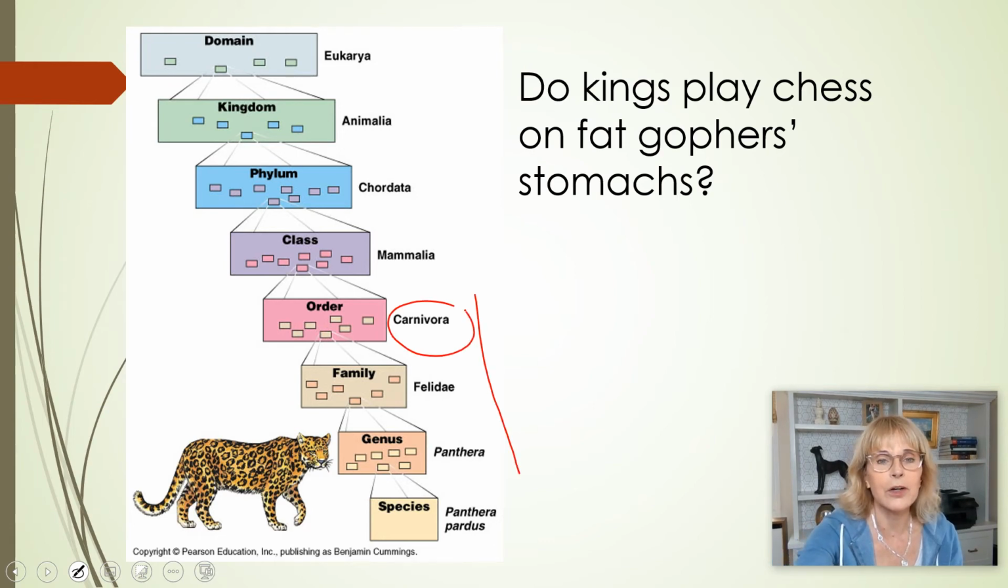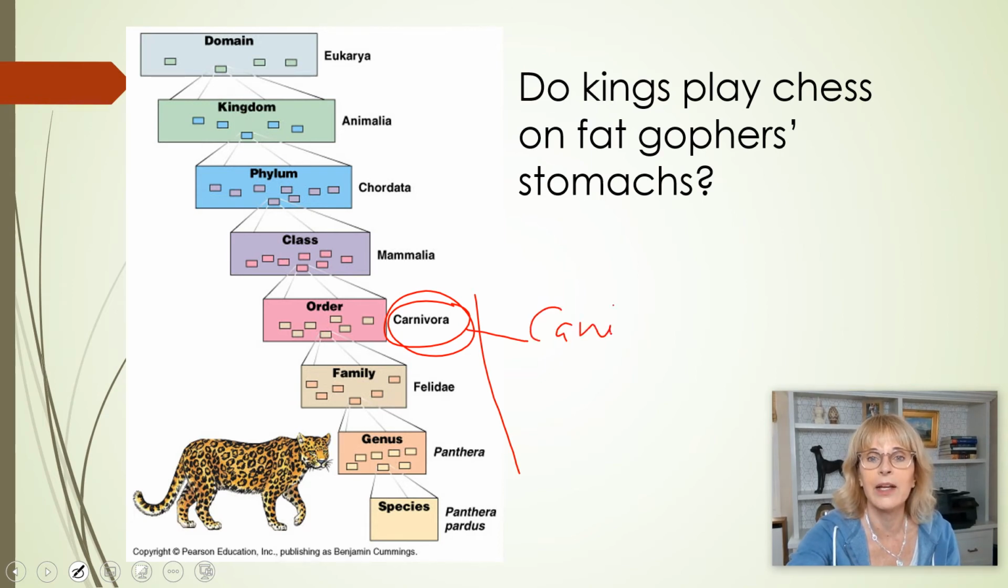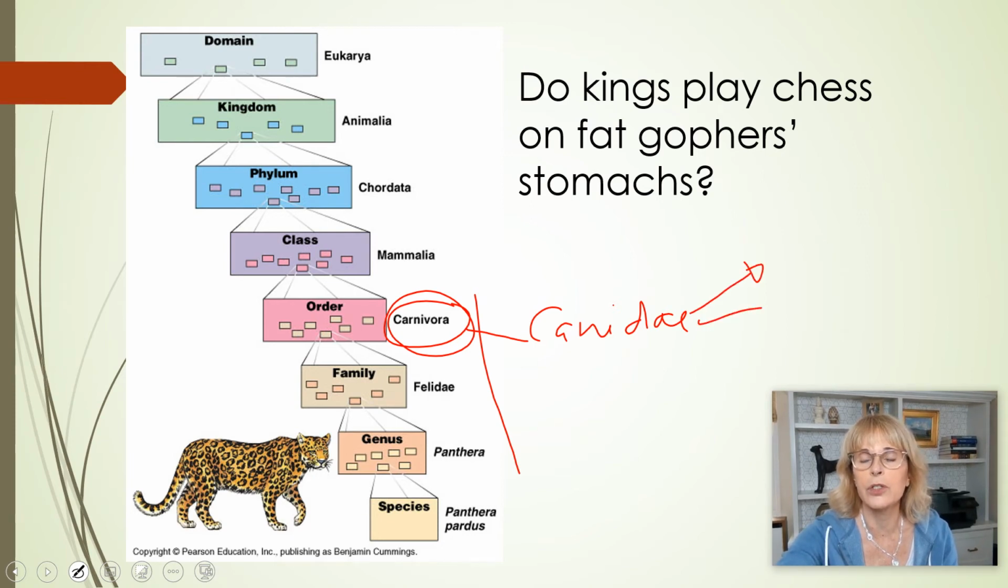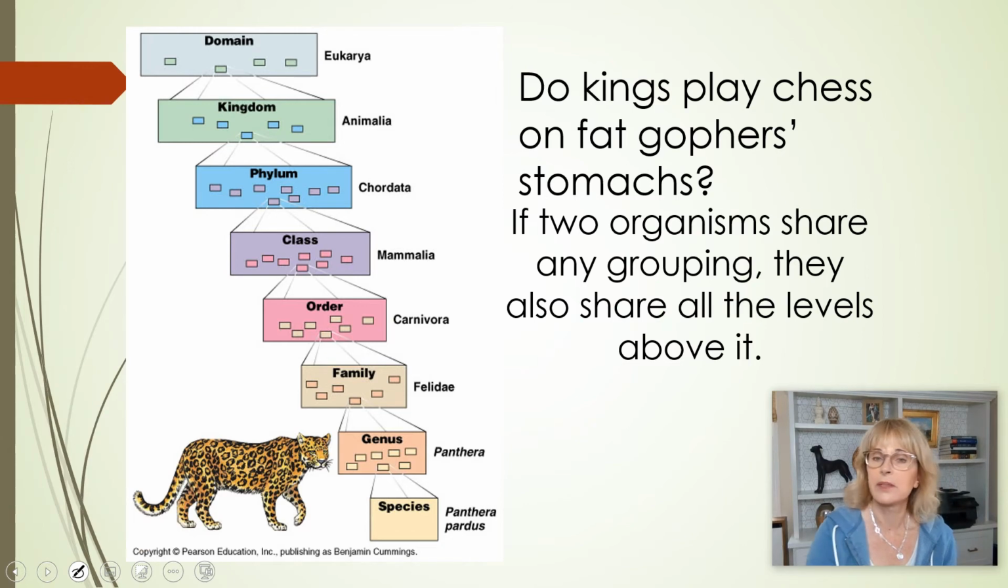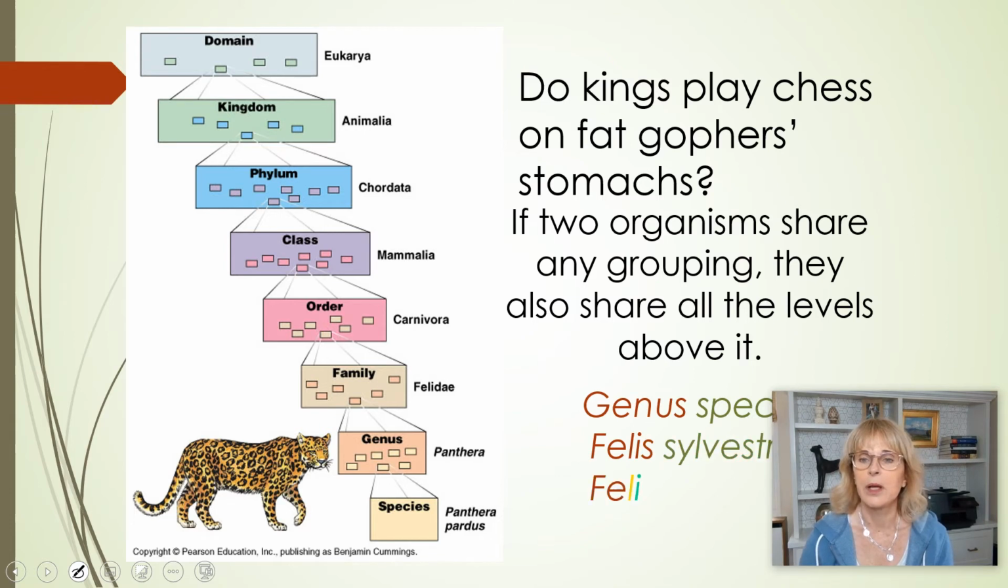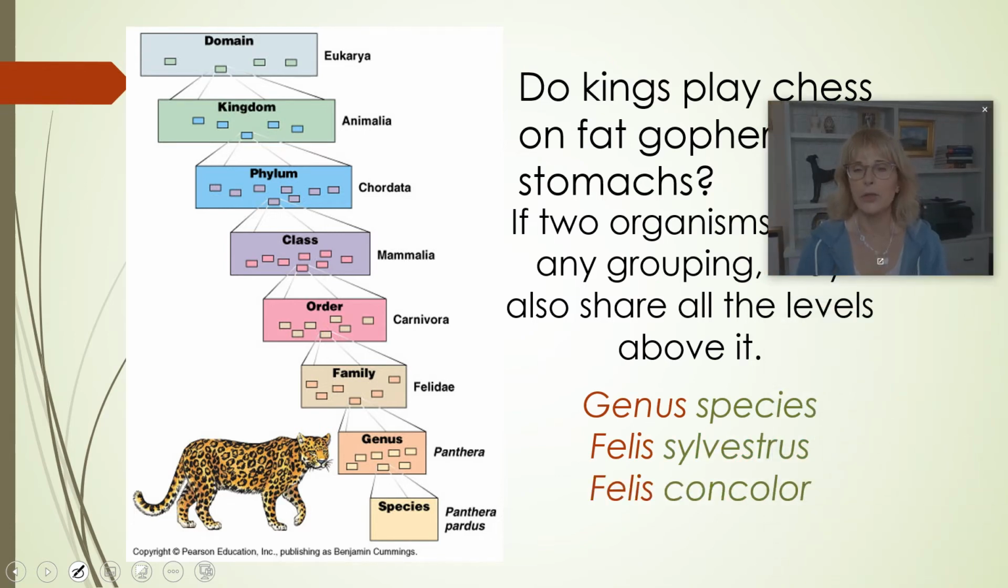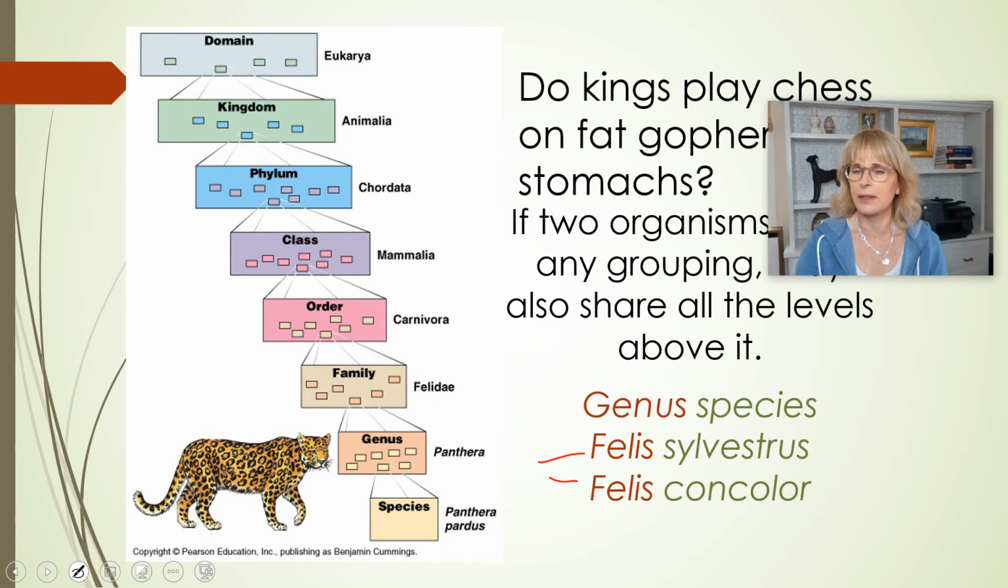And by the way, right here, the carnivores, the dogs were there, but they ended up in the family Canidae. All of the dogs went into their own family, and then they had their own genera and their own species. So if two organisms share any grouping, they also share all the levels above it. Okay. Oh, so if I told you Felis concolor, I don't remember what that is either, but this is the domestic house cat, and I think that is a serval cat.